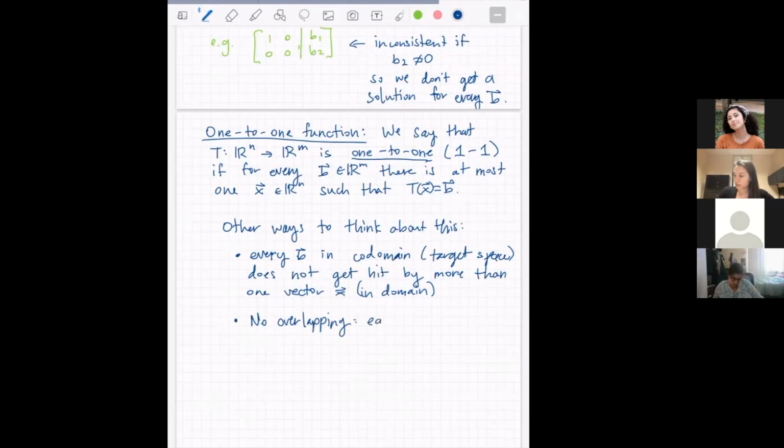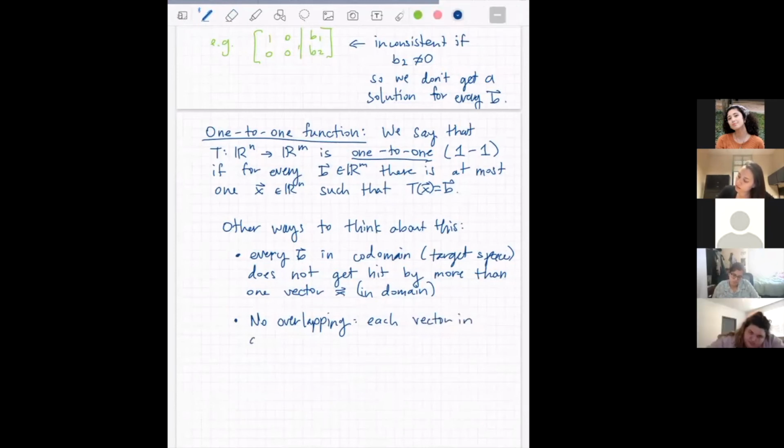So this means that each point in the domain, or sorry, not point, we're really talking about vectors. So each vector in the domain gets its own, I'm going to put this in quotes, image point or image vector. Right, so no overlapping.